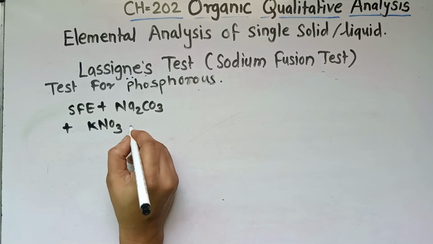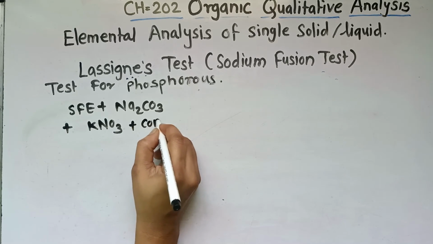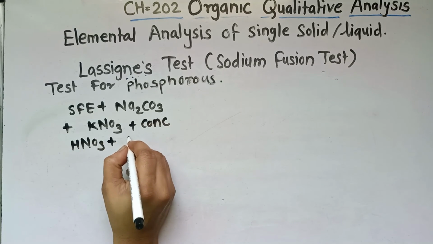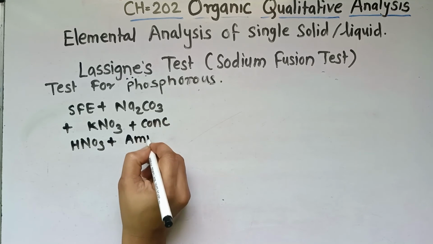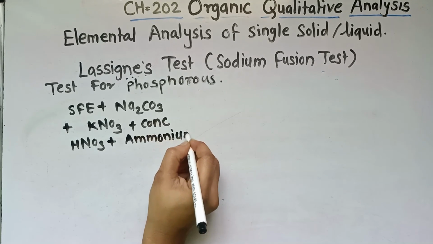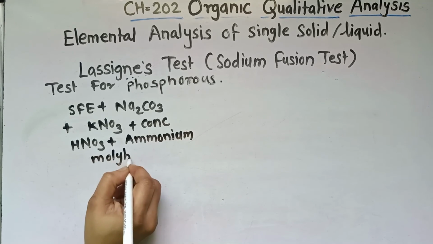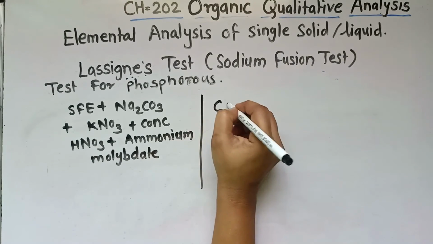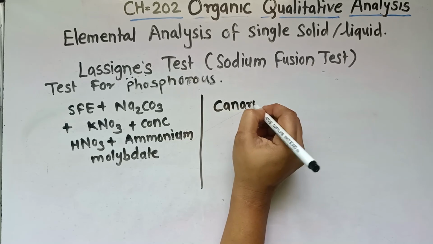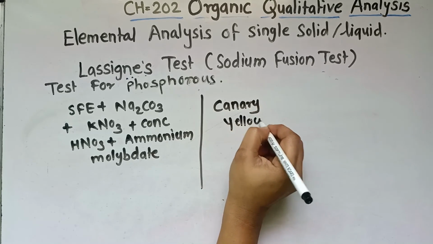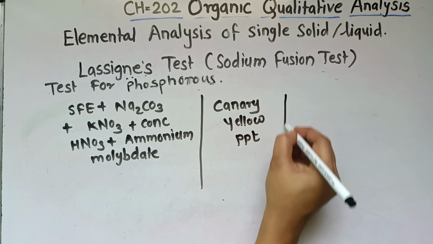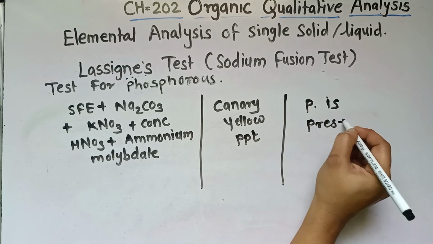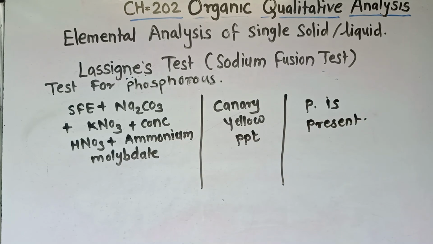Then few drops of concentrated HNO3, nitric acid, and few drops of ammonium molybdate are added. Then we observe the canary yellow PPT, meaning light yellow color PPT is observed. Then we conclude that phosphorus is present. Okay, this is the test for phosphorus.